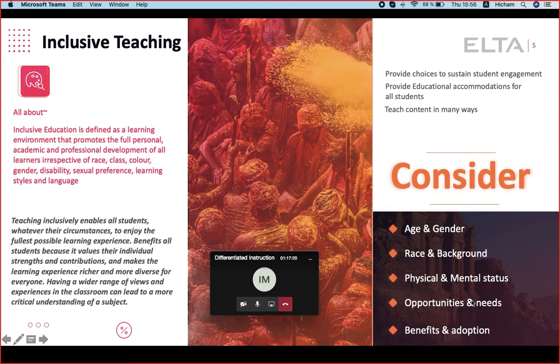Later on, the benefits and the adoption: this really differs from one country to another. It differs from one school to another.